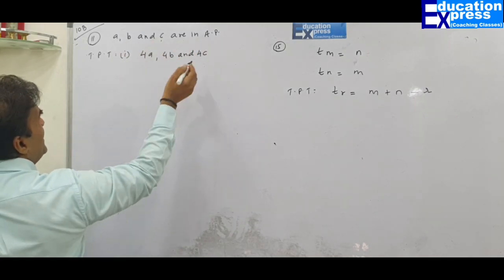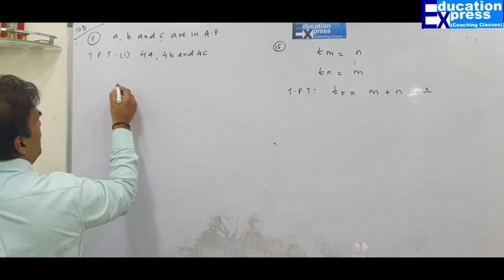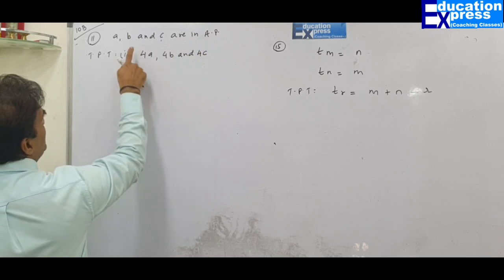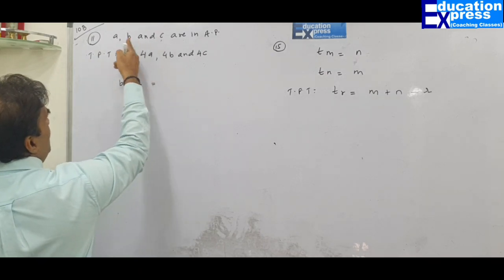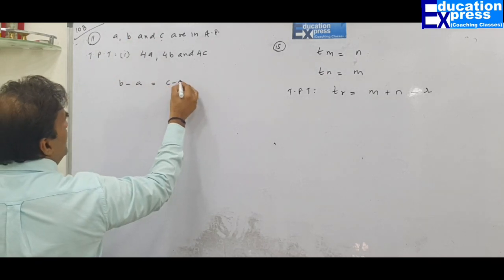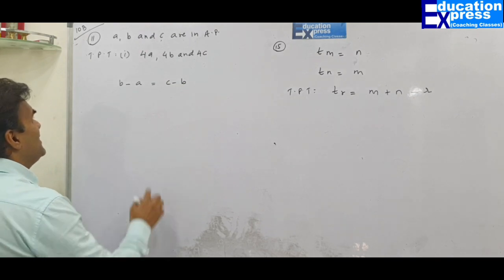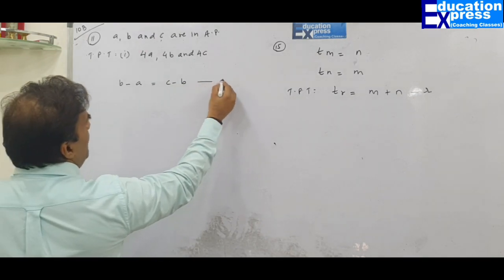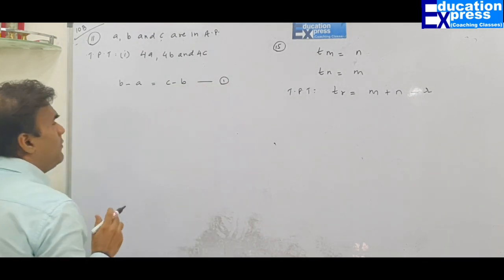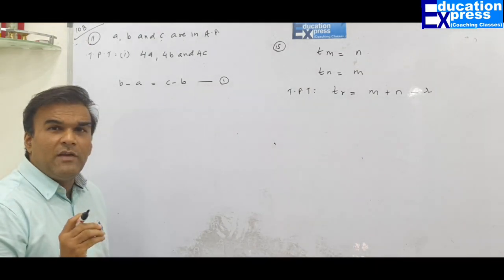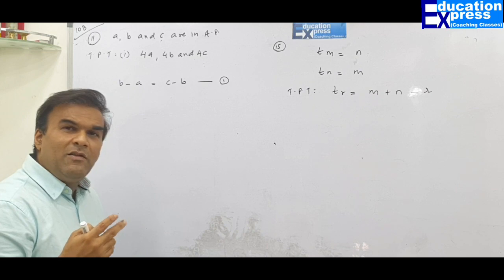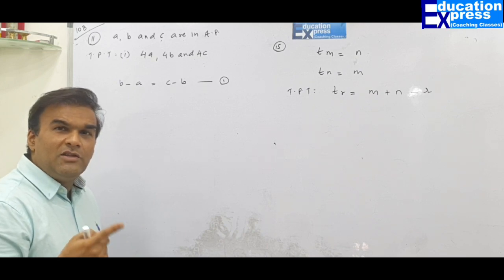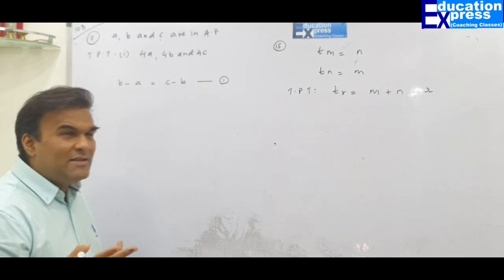Since A, B and C are in AP, therefore the second term minus the first term is the same as the third term minus the second term. Since this is known to us, you can mark it as 1. The most important characteristic of AP is that the difference between two consecutive numbers is going to be the same. That is called a constant.